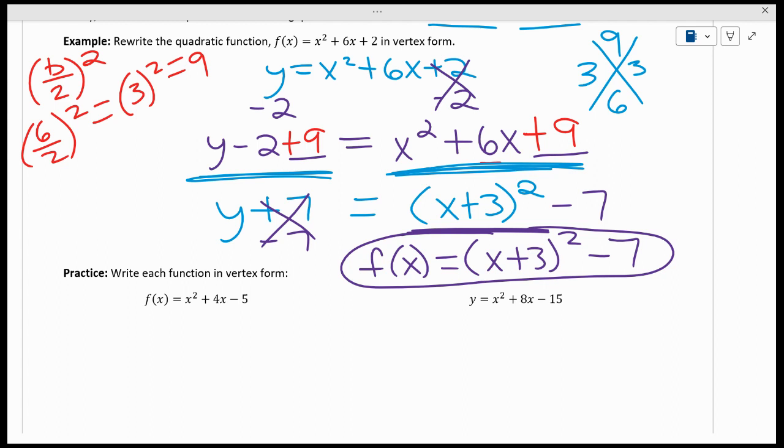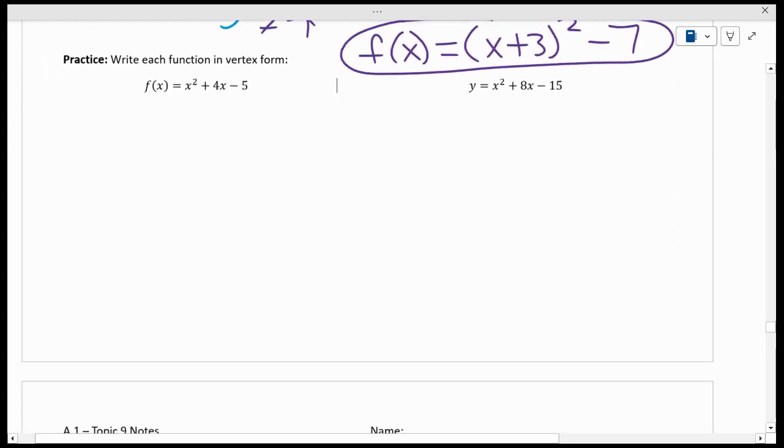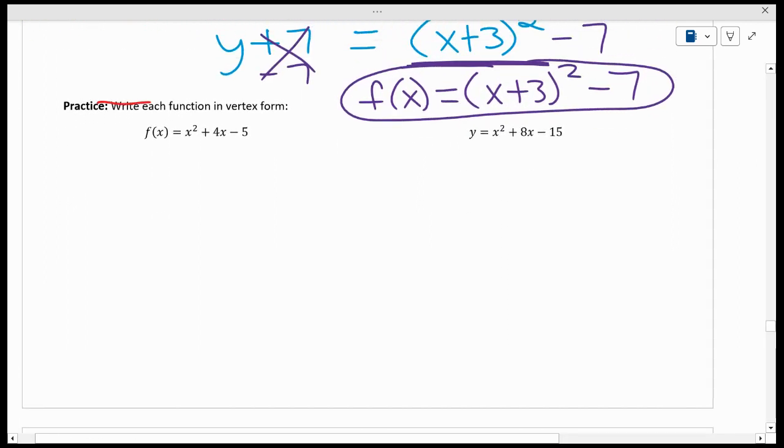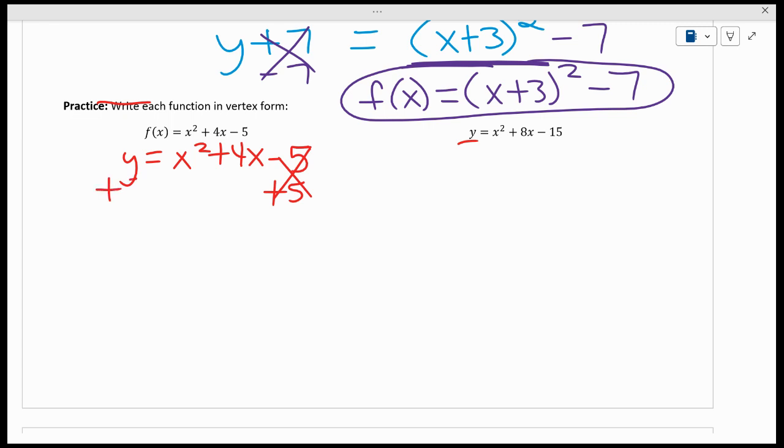I'm going to do one more. This one I'm going to do a little bit faster. So change f of x to y. In this next one, you don't have to do this first step because it's already a y. So on that one right there, got to move c, y plus 5, leave some space because we're going to complete the square.